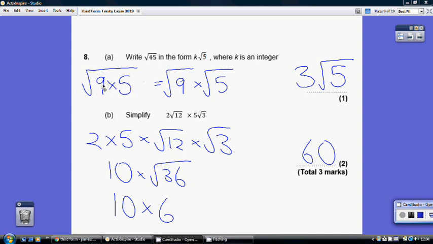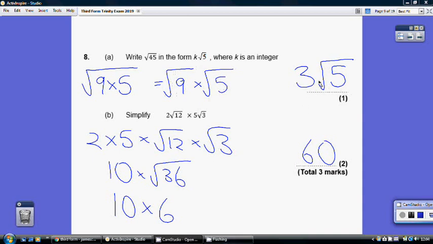And then split the two numbers into its own separate square root. So that's the square root of 9 times the square root of 5. Now because 9 is a square number, the square root of it is a whole number. The square root of 9 is 3. So rather than root 9 times root 5, we're going to have 3 times root 5, which is 3 root 5.